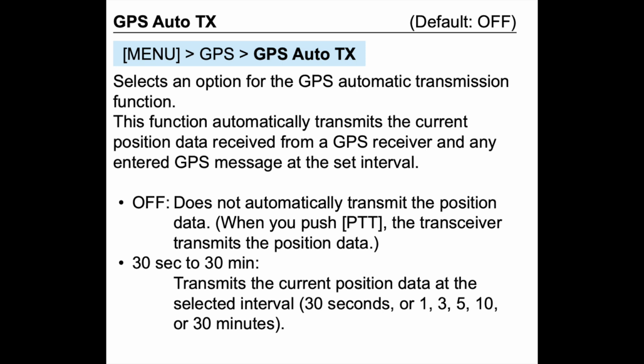Okay, the first feature that you definitely want to check out is your GPS automatic transmission. According to the Icom manual, use the GPS automatic transmission function in only the simplex mode. Using this function through a repeater may interfere with other communications. So I'll show a little video how to navigate to the menu, GPS and GPS auto transmit.